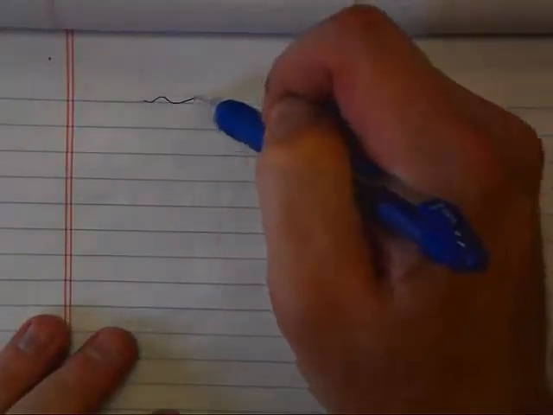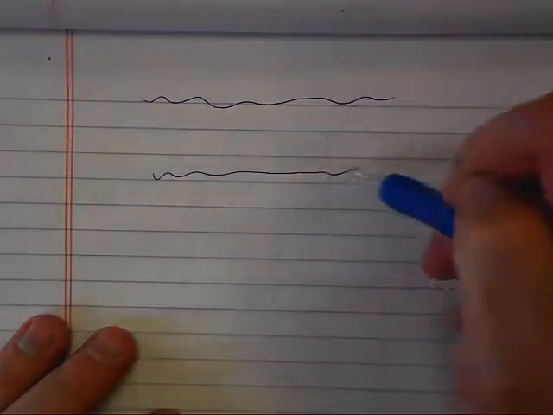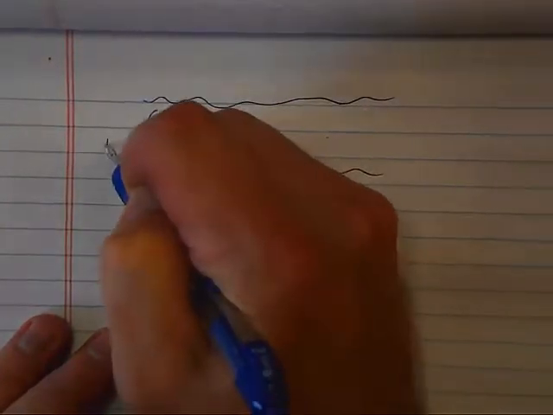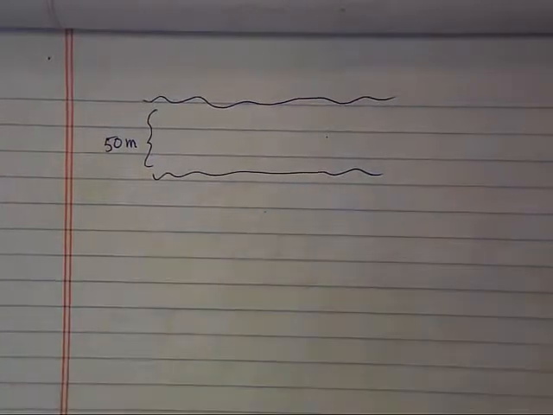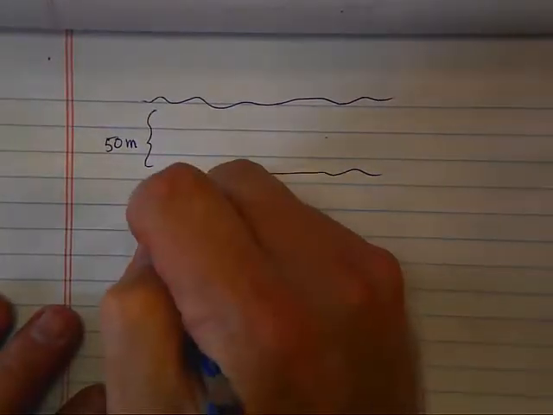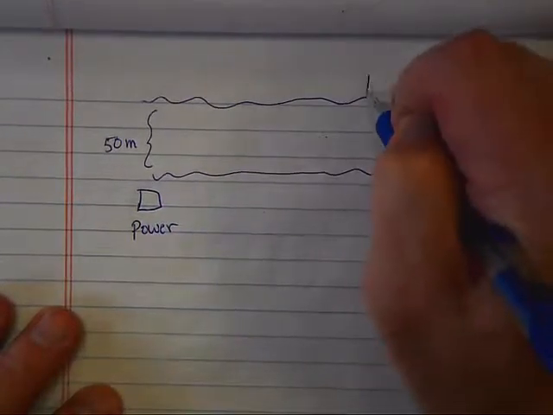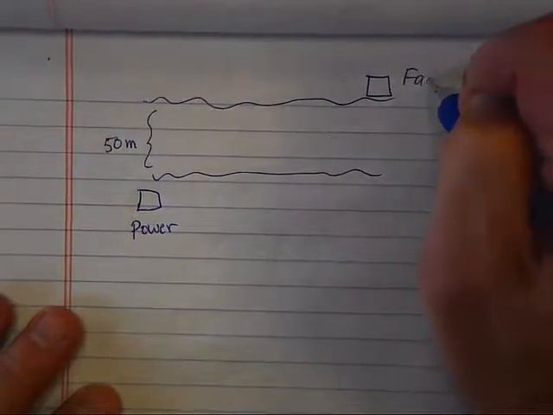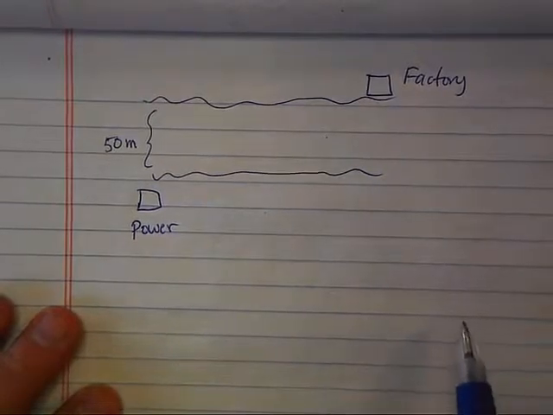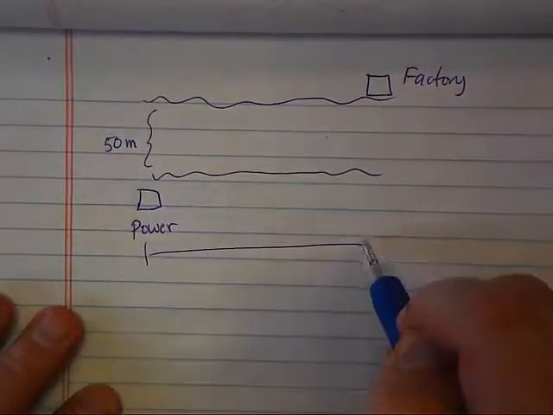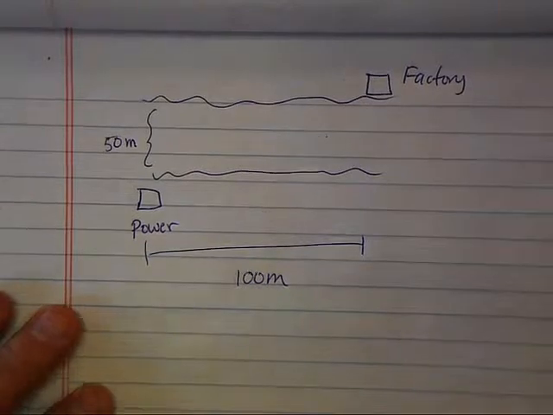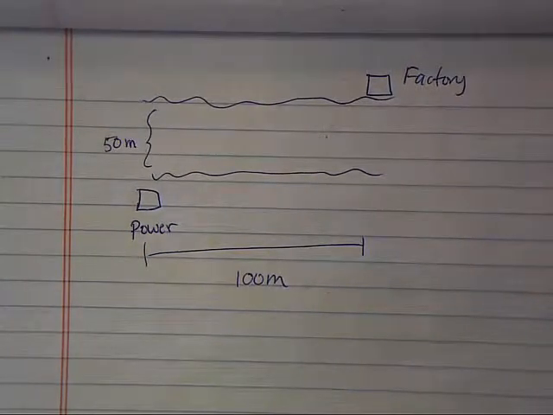Okay, well, here's the general picture. You've got a river, nice and straight. And the river, it told us, is 50 meters wide. Here, we have a power plant. And over here, we have a factory that needs electricity. And it's 100 meters down the river. So the question really is, how do we lay the cable to minimize the cost?